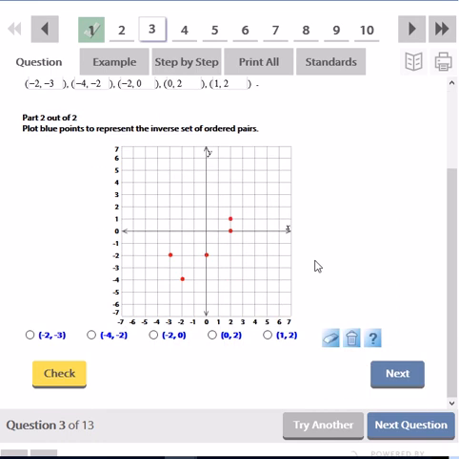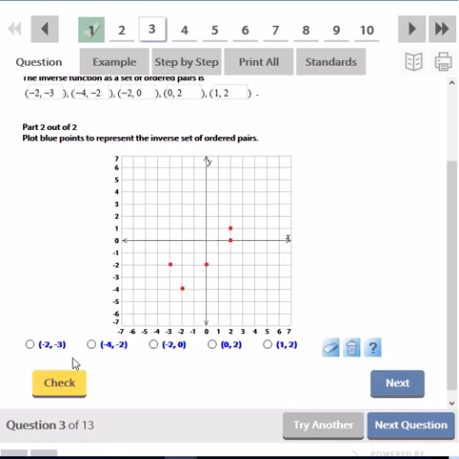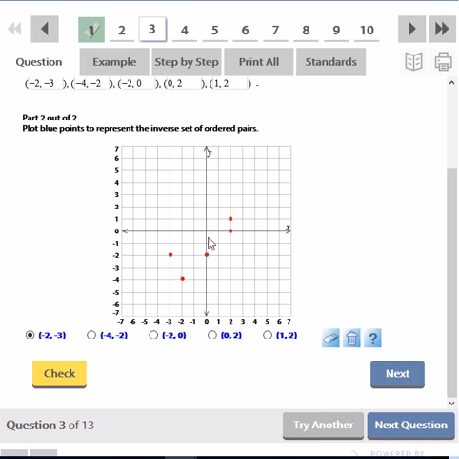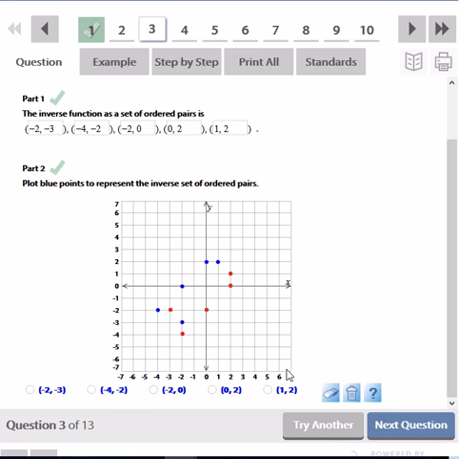Okay, so that's correct. Now they want us to plot these new points. So let's go one by one. -2, -3. So that's going to be 2 to the left and 3 down, which is right around there. -4, -2, which is going to be 4 to the left and 2 down. -2, 0, which is 2 to the left. 0, 2, which is 2 up. And 1, 2, which is 1 to the right and 2 up. And this is also correct.